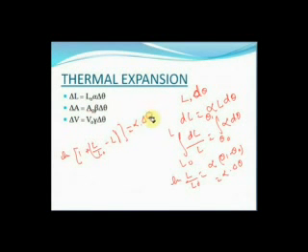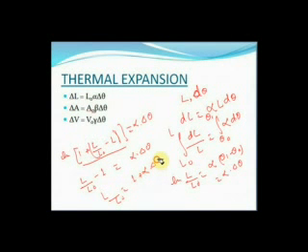Now we can expand this term, that is, this is the expression for ln(1 + x), where x is L/L0 minus 1. So for a very small temperature difference, we can approximate this term to L/L0 minus 1. So L/L0 minus 1 is equal to alpha into delta theta, or L/L0 is equal to 1 plus alpha into delta theta, or L is equal to L0 plus L0 alpha delta theta.